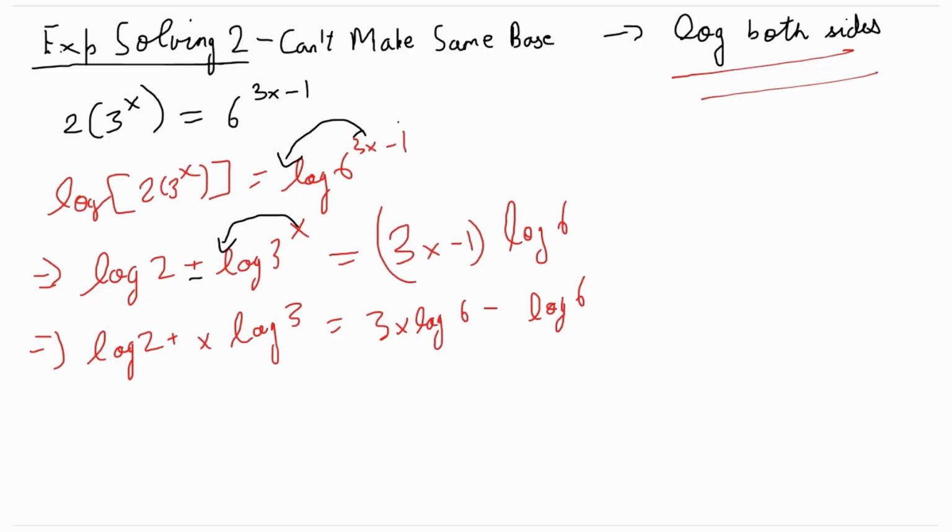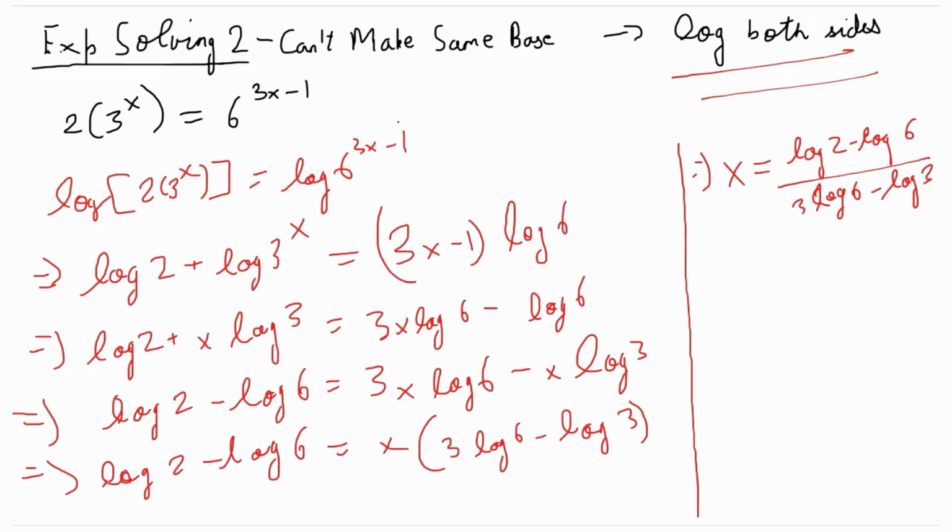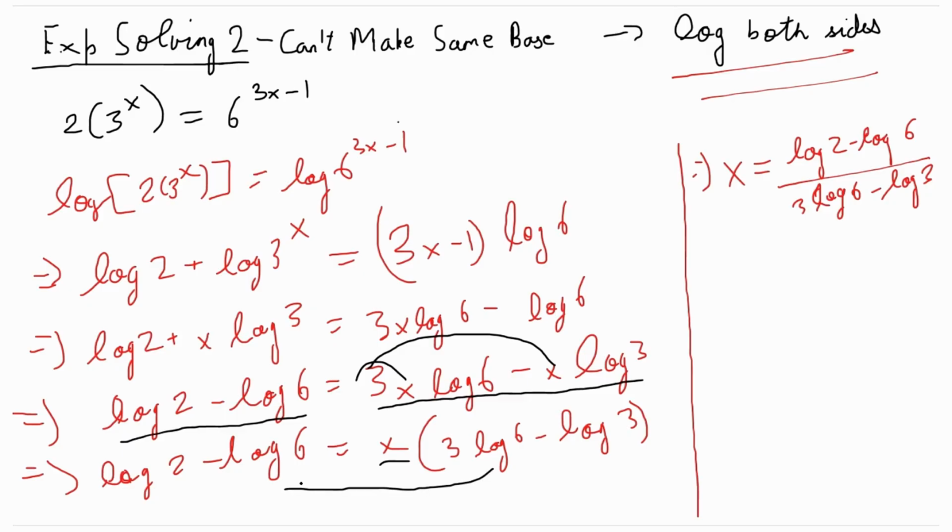Now that we simplified all of the logs, we take all the x terms on one side and the normal ones on the other side, and it becomes log 2 minus log 6 equals 3x log 6 minus x log 3. Now we factor this x out, like that. And then to isolate this x, we divide. Now we have this big equation, but it's nothing we can't just plug into our calculator and solve. That's all you do. You plug it into your calculator, you solve it.